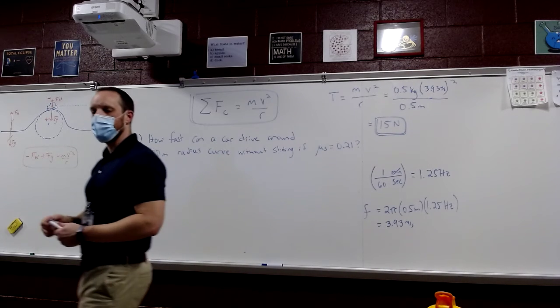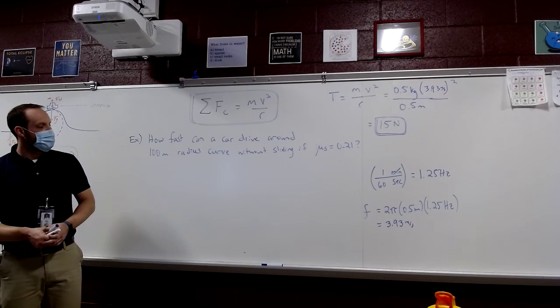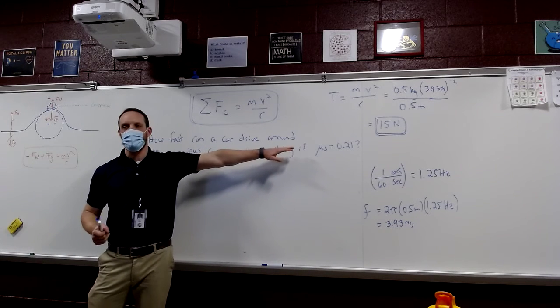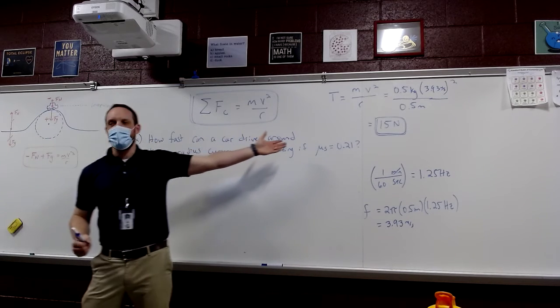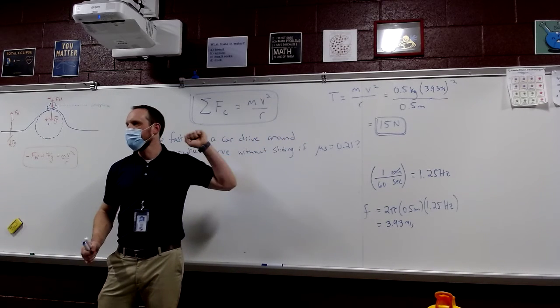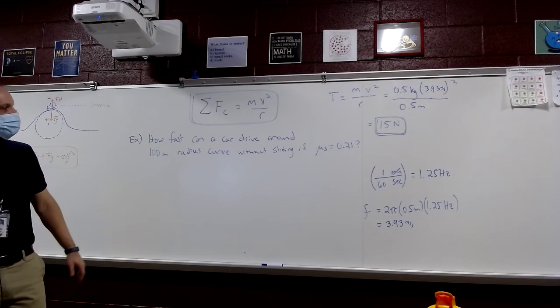So 100 meters is a pretty gradual turn. The radius is about the size of a football field, but normal coefficients for cars on the road are probably closer to 0.8 or 0.9. So this would be like a car driving in snowy conditions. How fast could you drive around this curve if the road's pretty slick?